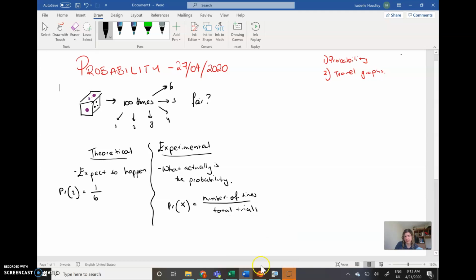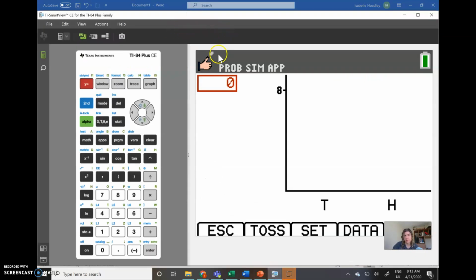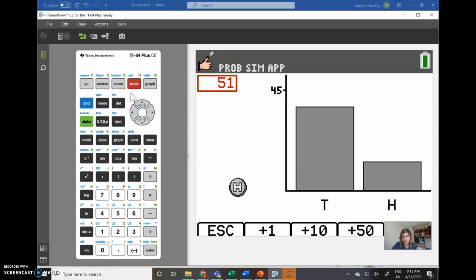Now I have here on my calculator a probability simulator app, so it's tossing a coin, and I have made the coin unfair, so it's not a 50-50 chance of getting either heads or tails. It's slightly different, and the only way we can work out what the probability is, is by tossing the coin. So I'm going to toss the coin. Let's go plus 50 times. So we can see here, if I toss that coin 50 times, just give me 1 second.